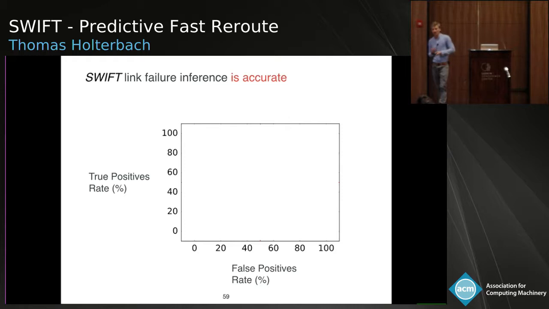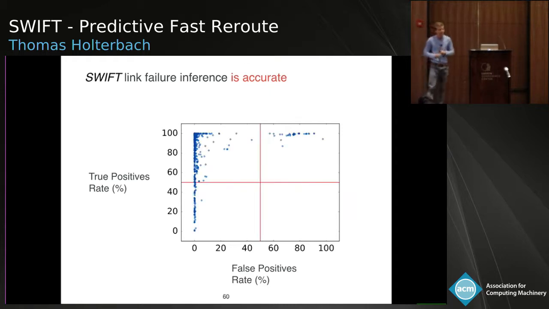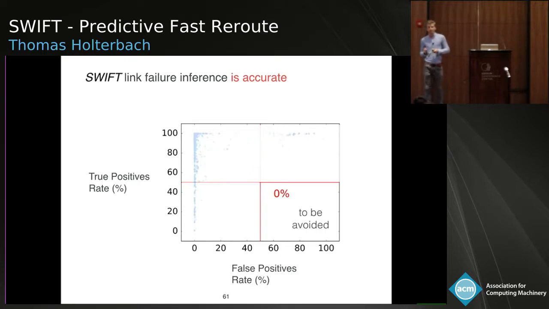Let's now focus on the accuracy of this link inference algorithm. To measure the accuracy, we took all the bursts we have detected in 2016, and then we computed the true positive rate and the false positive rate. And here are the results. In the bottom right corner, here are the cases that we really don't want to have. In those cases, we reroute many prefixes that are completely unrelated to the failure, and we do not reroute the prefixes that are actually affected by the failure. And the good thing here is that we can see we are never in this part of the figure.